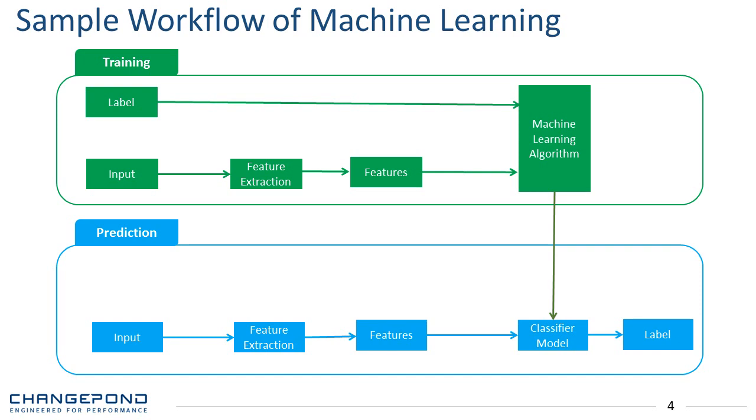Now let's dive a bit deeper into machine learning. We will talk about a sample workflow for machine learning. Machine learning has basically two steps: training the model and generating predictions using it.